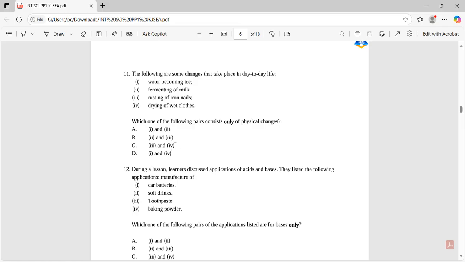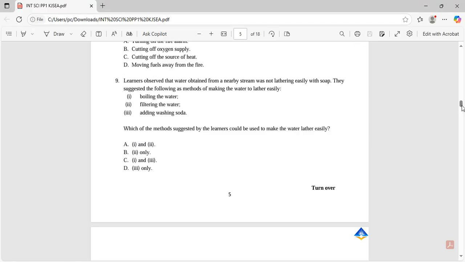No. Here you give choice 3 and 4. In case of any dispute, just raise a concern in the comments. So rusting of iron nails and drying of wet clothes. So number 11, in my case, I give C.